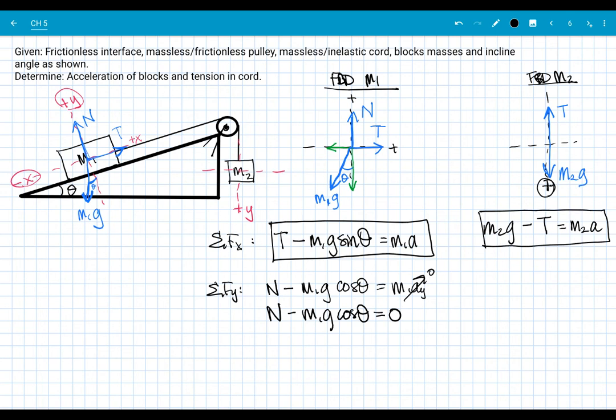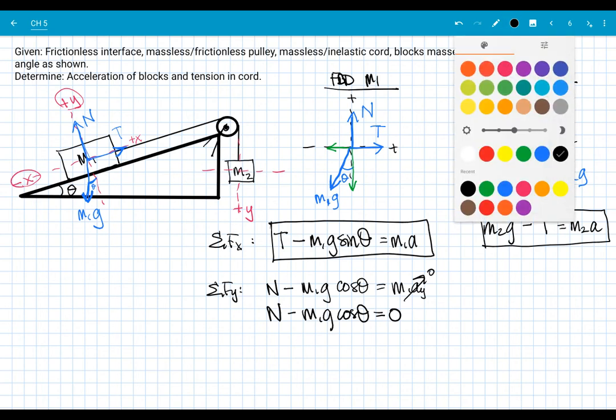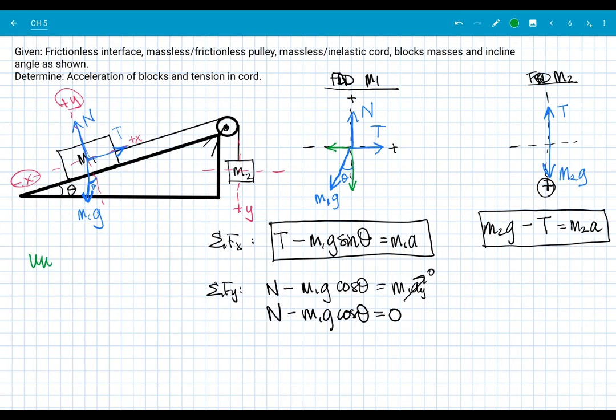All right, so I have my two equations there, and I should be able to move forward from there. Let's pause, and at this point, I always like us to consider what our unknowns are. So what don't we know? What's not given in this problem? The tension is not given in this problem, and the acceleration is not given in this problem. So I have two unknowns and I have two equations. So I'm pretty happy there. That works.